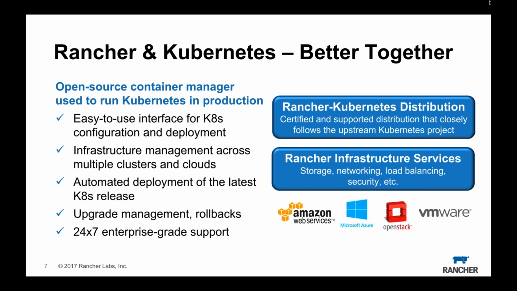Another cool feature is that we automate your upgrade process. So when there's a new release of Rancher and then there's an updated version of Kubernetes, after you upgrade Rancher, you can just upgrade to the latest version of Kubernetes with one click. And we have infrastructure management across clusters and clouds, automated deployment of the latest Kubernetes release, upgrade management and rollbacks, and 24/7 enterprise-grade support.